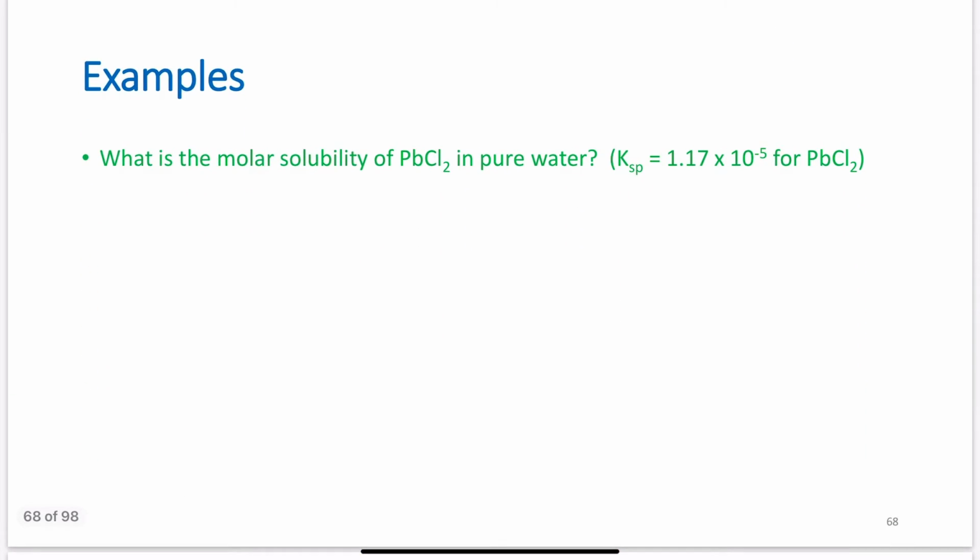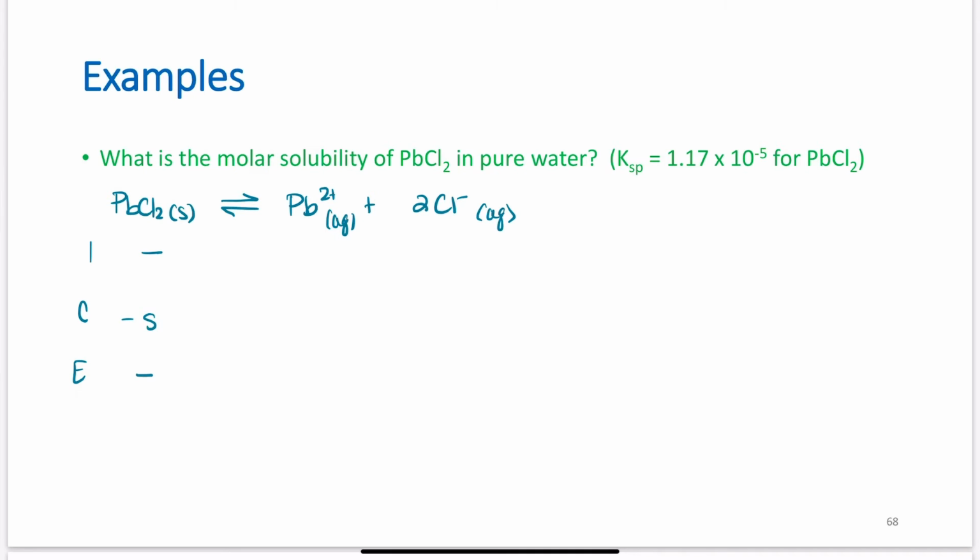How about this example? What is the molar solubility of PbCl2 in pure water? The Ksp is 1.17 times 10 to the minus 5th. Same type of situation. PbCl2 solid, giving me Pb2+ and 2 moles of Cl-. Ions are always aqueous. Plus S plus 2S, S and 2S.